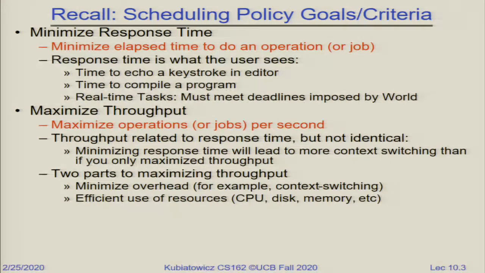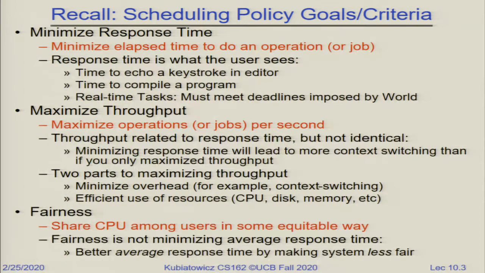And maximizing throughput, by the way, is obviously minimizing overheads. You don't want to waste anything. And it's also about efficient use of resources. So for instance, the longer you run, the more likely you are to get good cache state, etc., good CPU resources, okay? So which of the schedulers we've talked about so far is likely to really do a good job on throughput? FIFO, right? Because you're just running that sucker straight through.